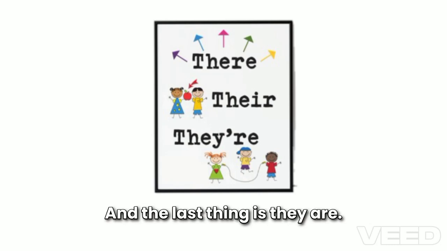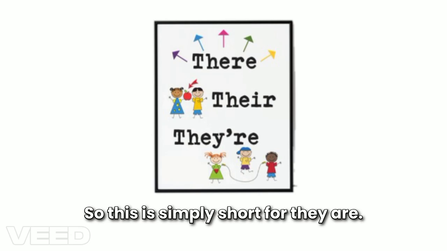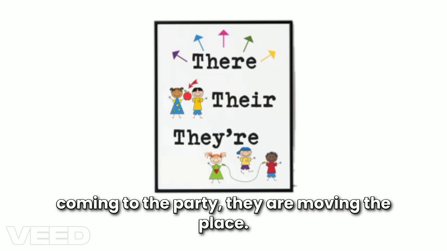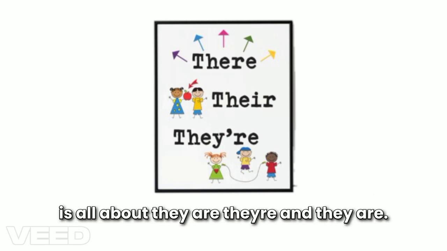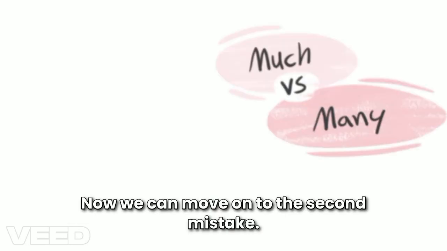And the last one is they're. This is simply short for they are. And we can use it like, they're coming to the party, they're moving the place. So likewise we can use the term. So this is all about there, their and they're. Now we can move on to the second mistake.